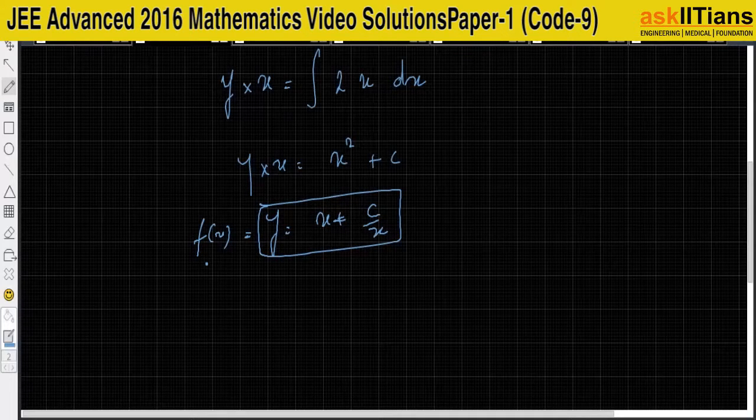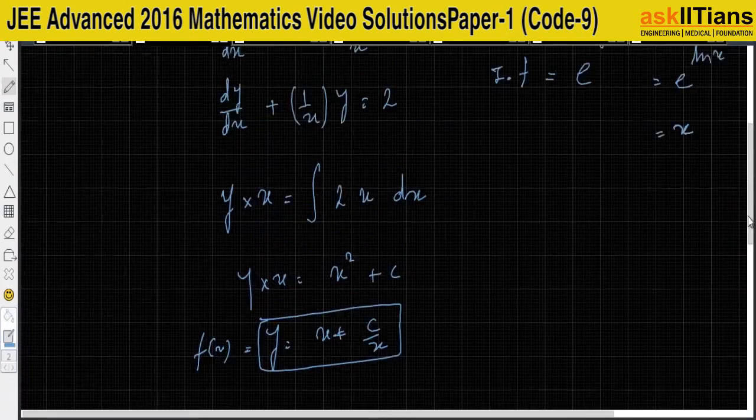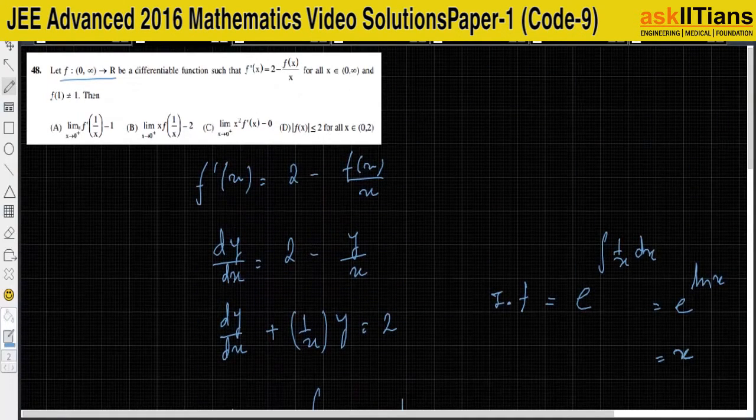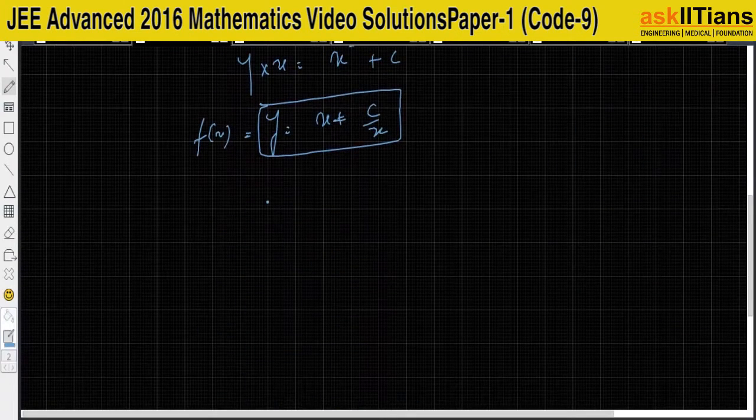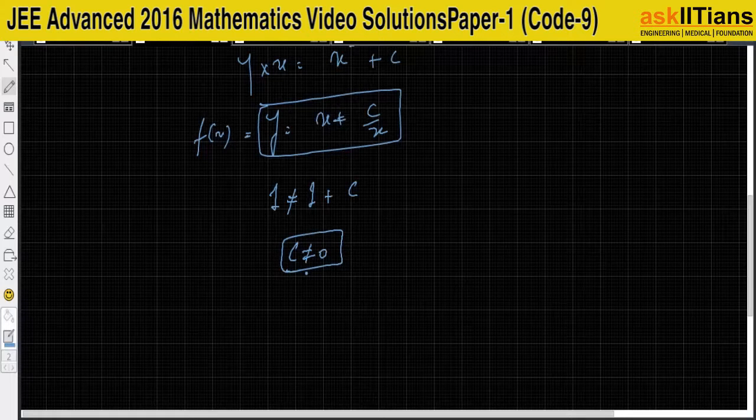And if this is fx, what do we need to find out? In this question, they have asked many options. We just need to check those options, and it's also given that f of 1 is not equal to 1. So if I put x equal to 1, I get 1 plus c, and this is not equal to 1. That means c is not equal to 0. So it's given in the question that c is not equal to 0. c can be anything else, but it's not 0. Now let's check all the options.